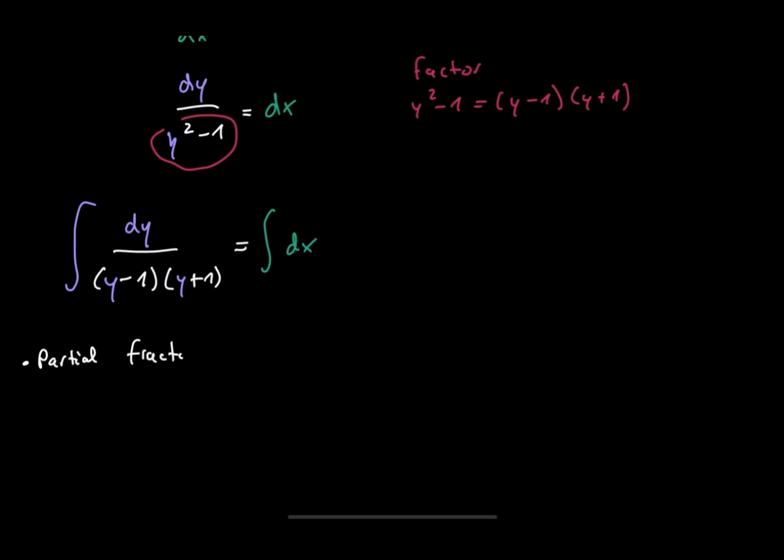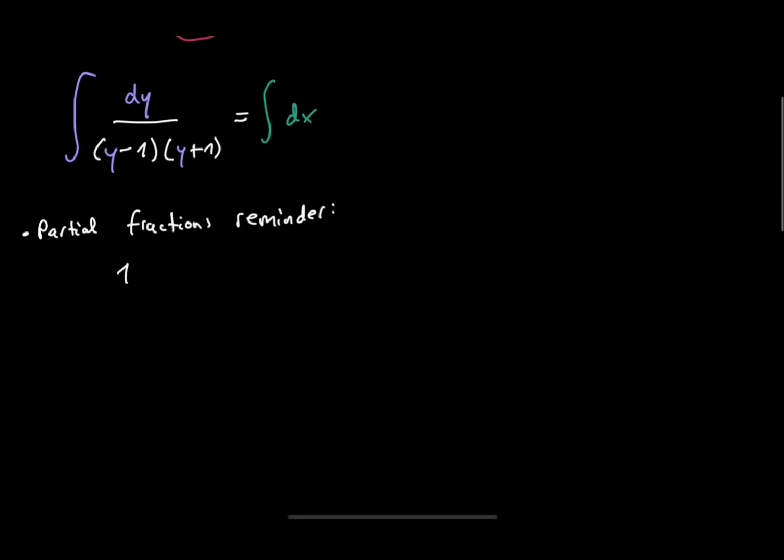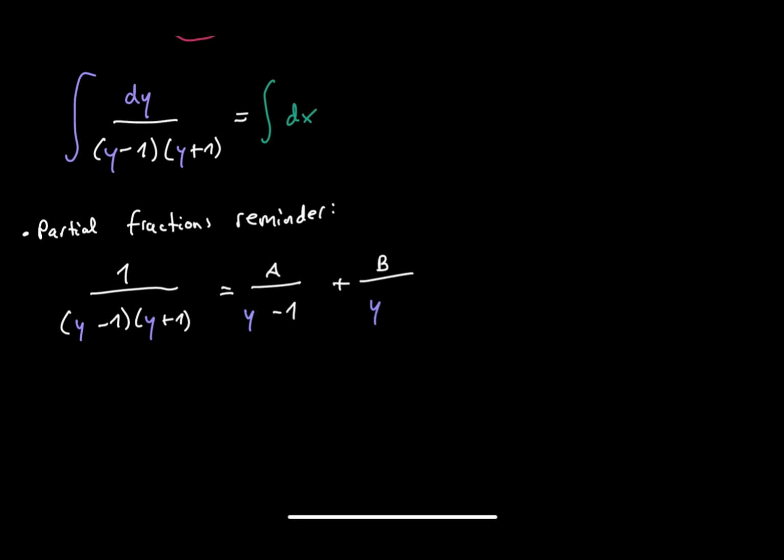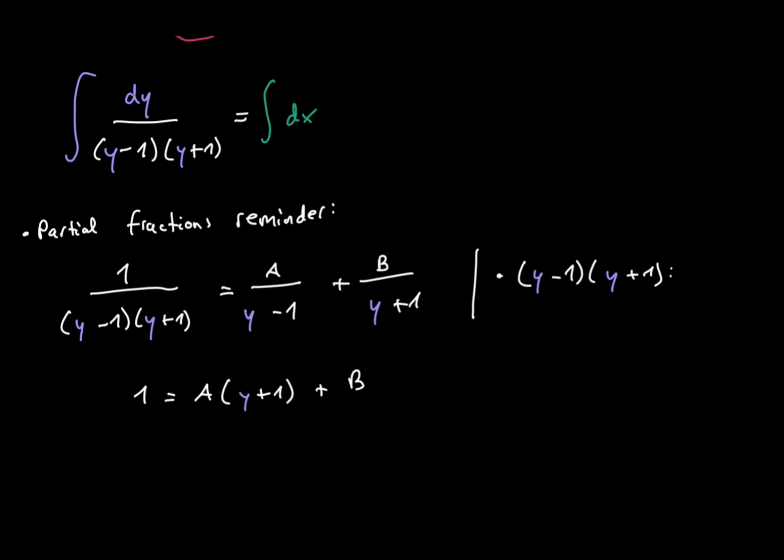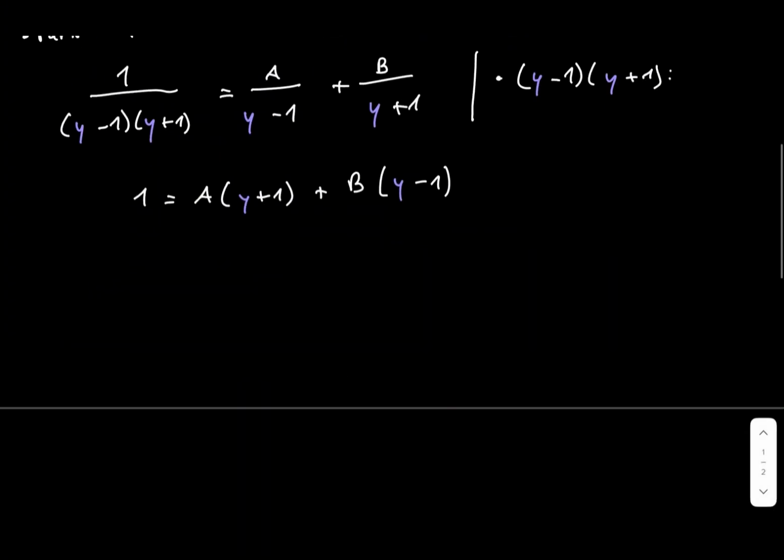This requires partial fractions. We write 1 over y minus 1 times y plus 1 as a over y minus 1 plus b over y plus 1. Now multiply everything by y minus 1 times y plus 1. We get 1 equals a times y plus 1 plus b times y minus 1.